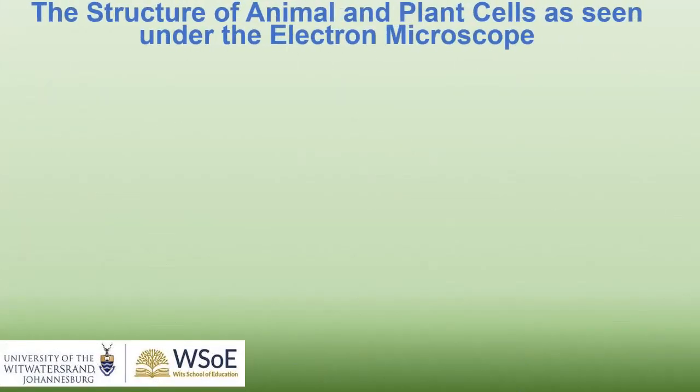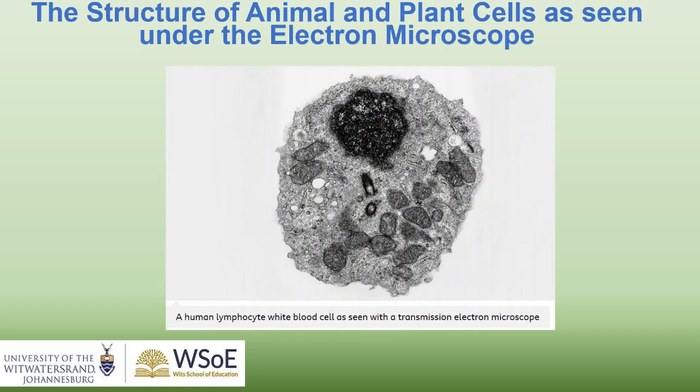Okay, so let's look at the structure of an animal and plant cell as seen under the electron microscope. Now, there is an animal cell. This is actually a human lymphocyte, a white blood cell, and it's seen under the transmission electron microscope. So note the detail. You can see the nucleus quite clearly. The mitochondria are clear. You can also see small vacuoles, Golgi apparatus, the endoplasmic reticulum. So quite a lot of detail can be seen.